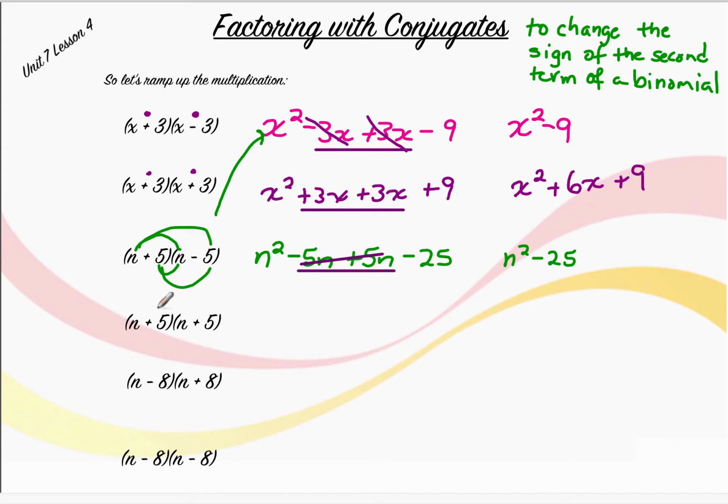So when I look at the next one, they are not conjugates of each other. They're the same. So the middle terms are not going to cancel out. Distribute an n. Distribute a 5. And we see the middle terms don't cancel out. In fact, they double.